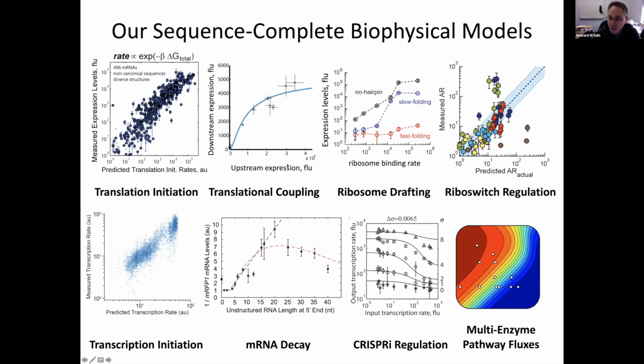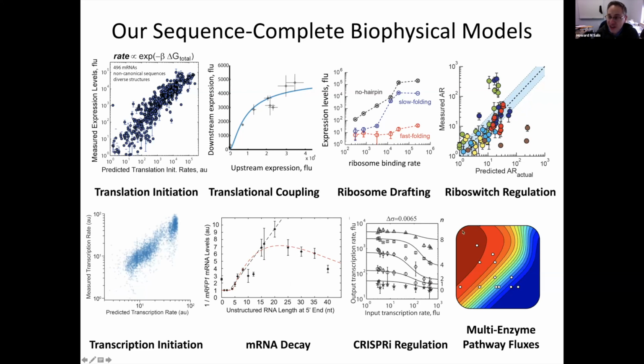So far we've developed predictive biophysical models for translation initiation and translation coupling, for ribosome drafting, which is a non-equilibrium phenomenon, for how riboswitches work and regulate translation rate. We have a new promoter calculator that is able to predict transcription initiation rates. We're also developing models of messenger RNA decay. We've also developed models of CRISPRi regulation, and of course, multi-enzyme metabolic pathway fluxes. Okay, which is really chemical kinetics.